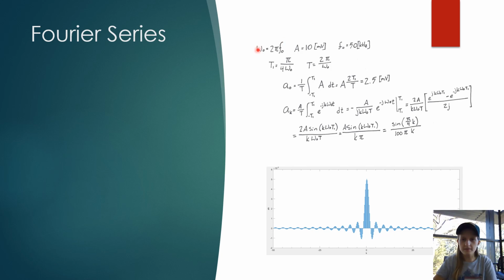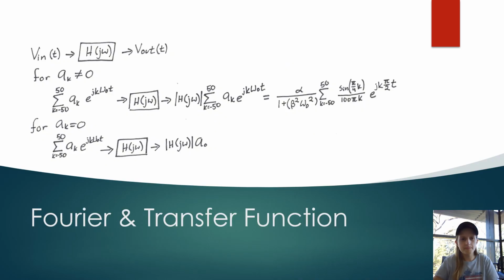So for this, I found a naught to be 2.5 using this math, and found a of k to be sine of pi over 4k divided by 100 pi k. I then graphed it in MATLAB using this, as you can see here. Next, we used coefficients and their relation to the transfer function to get the output voltage. And when I say transfer function, it's also analogous with frequency response. So for a of k does not equal 0, we got this wonderful equation. And then for a of k equals 0, it's fairly straightforward, and it's just the magnitude of the transfer function times the a naught value we found earlier.